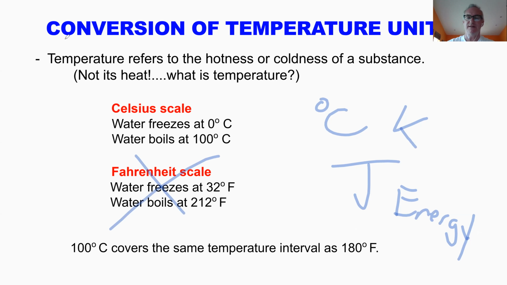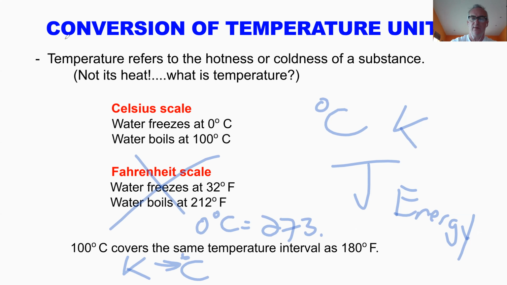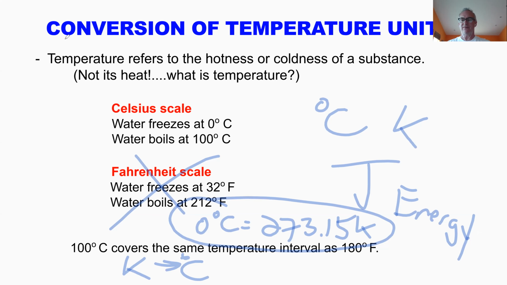Fahrenheit, like I said, we're not really going to deal with very much. So really the only conversions we're going to have to deal with are changing Kelvin and degrees C back and forth. So remember that 0 degrees C is 273.15 Kelvin. You don't have to memorize that. That'll be given to you. But this is the conversion. We just need to add 273.15 to whatever the Celsius temperature is, and that'll give us Kelvin.